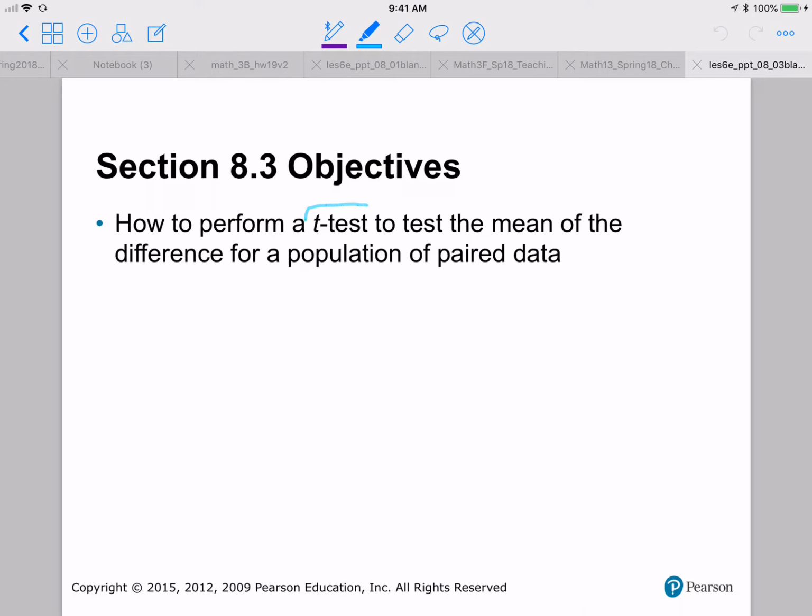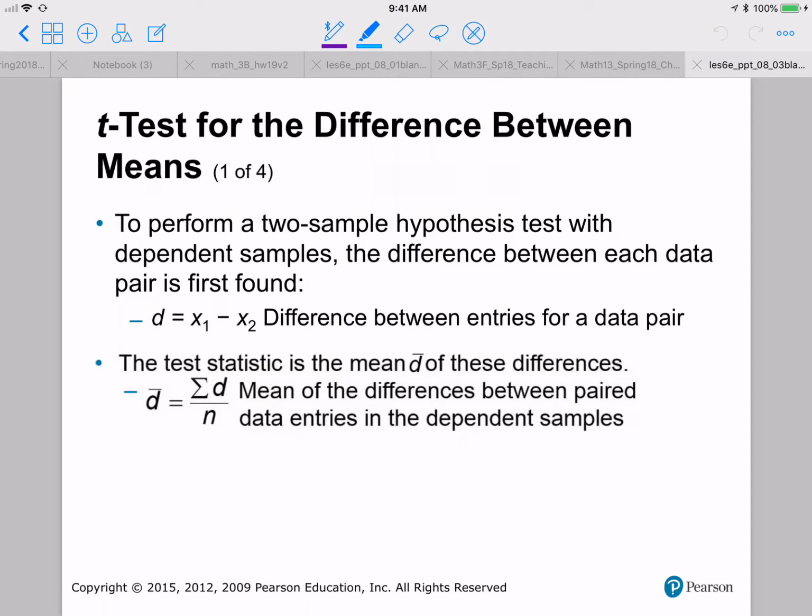I want to draw your attention here to the fact that we're performing a t-test, and this is not a mistake. We're actually going to be using the same t-test that we used from section 7.3. So the next few slides, the next 4 slides or so, just give us the setup and explain how we're going to be performing the t-test.